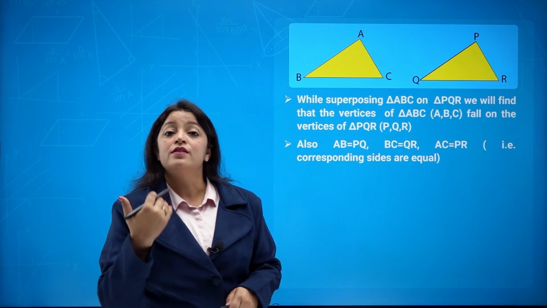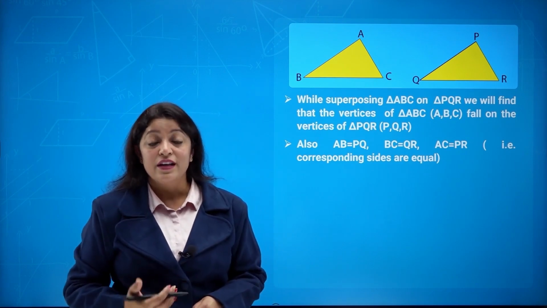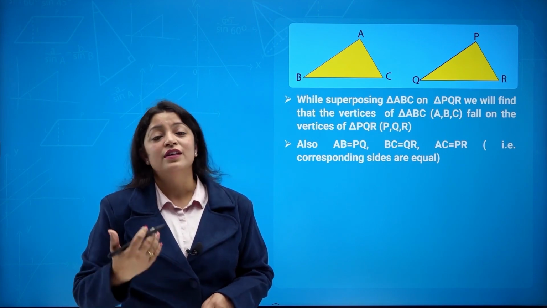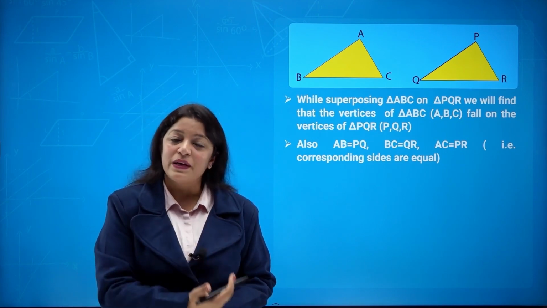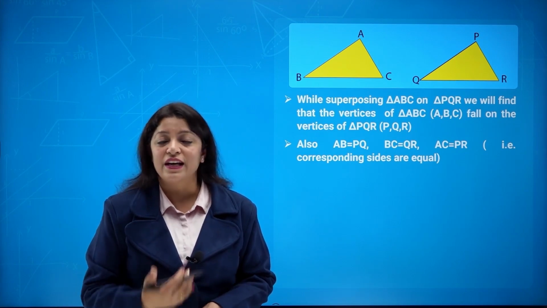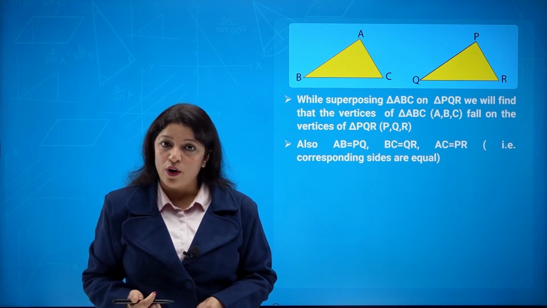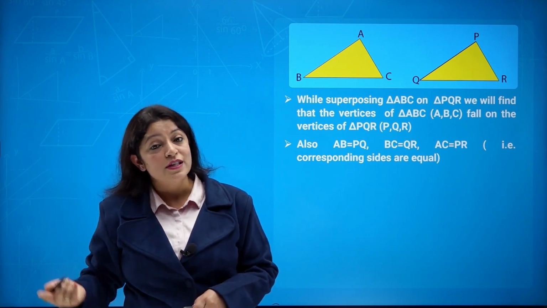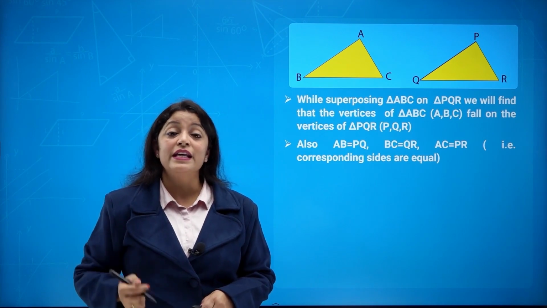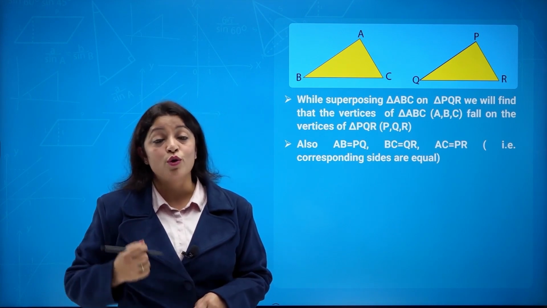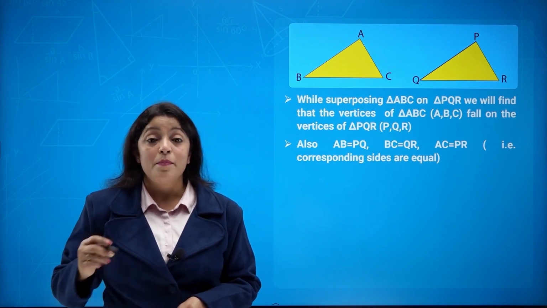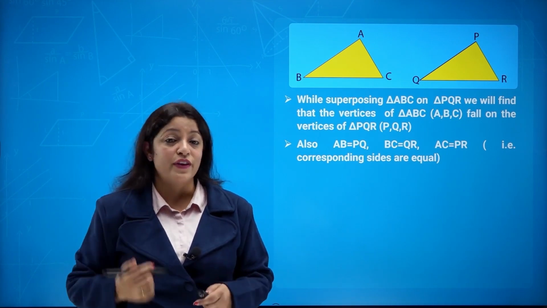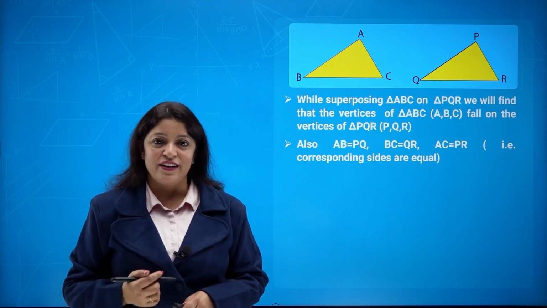One side of the first triangle is equal to one side of the second triangle. The second side is equal to the second side of the other triangle, and the third side of the first triangle is equal to the respective third side of the second triangle. And this is very important, that which part is overlapping which part of the second triangle, because these will represent the name of the congruent triangles. The order is the most important thing and we have to check the order while we write the name of the congruent triangles.